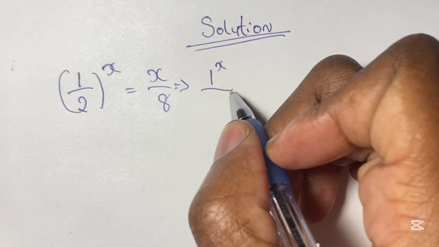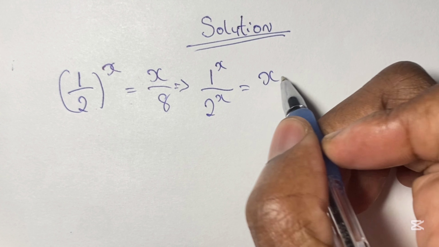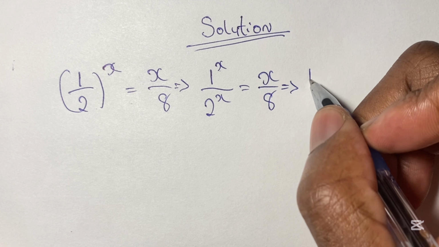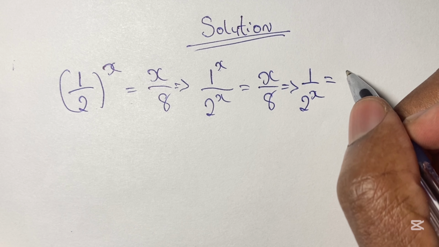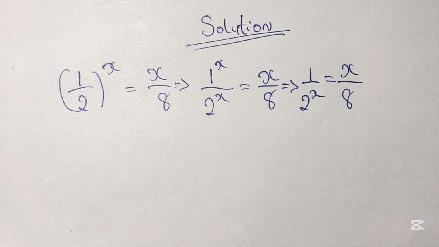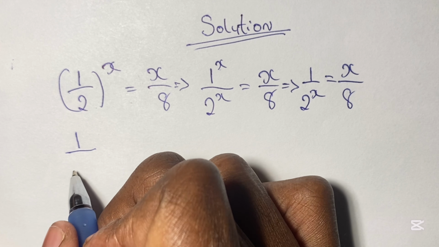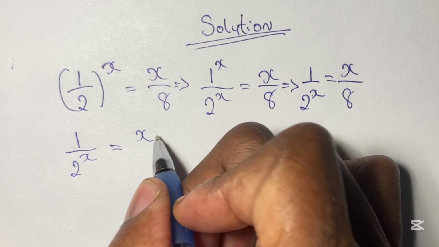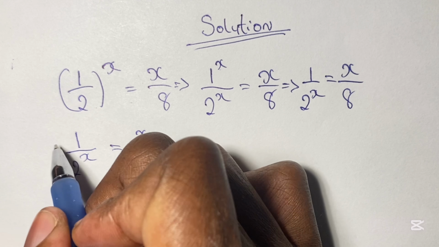So we'll have 1 to the power of x over 2 to the power of x is equal to x over 8. Now we should already know by now that 1 raised to the power of any number will always equal to 1. So we can rewrite this as 1 over 2 to the power of x is equal to x over 8. Now we move on to simplifying this equation by rewriting what we have. So we'll have 1 over 2 to the power of x is equal to x over 8.